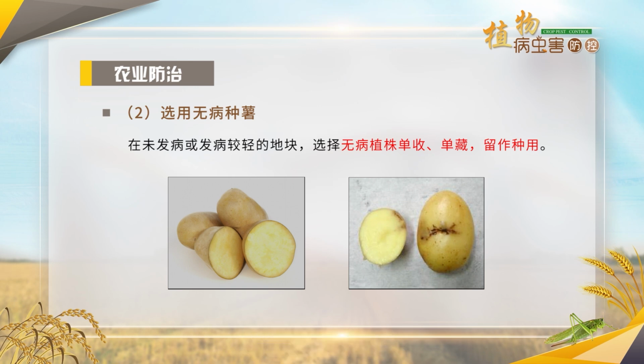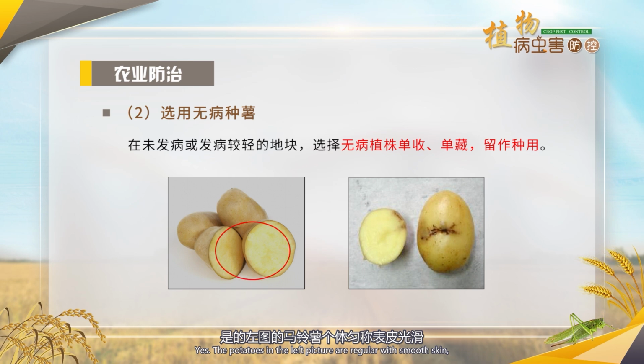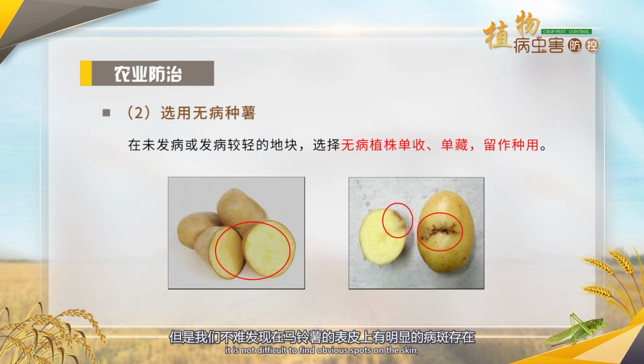Have you found anything? Yes. The potatoes in the left picture are regular with smooth skin, no scars and spots. And the inside is also very healthy without any signs of disease. So the potatoes like this are very suitable for seed use. Let's look at the potatoes in the right picture. Although they are not small in size, it is not difficult to find obvious spots on the skin, and the diseased tissues can be clearly seen after cutting. Therefore, the potatoes like this should be eliminated when selecting seed potatoes and are not suitable for seed use.